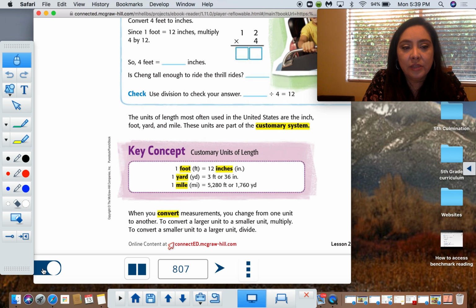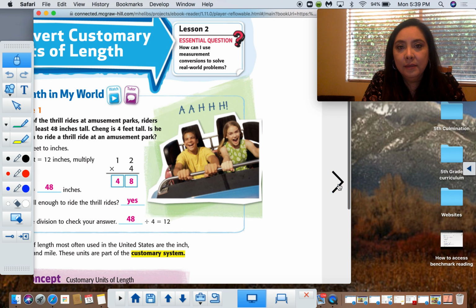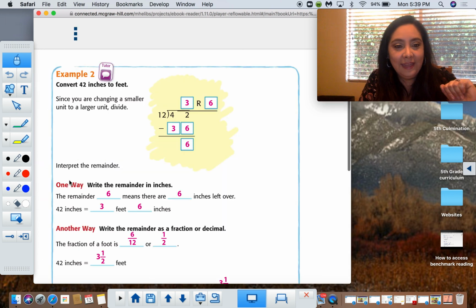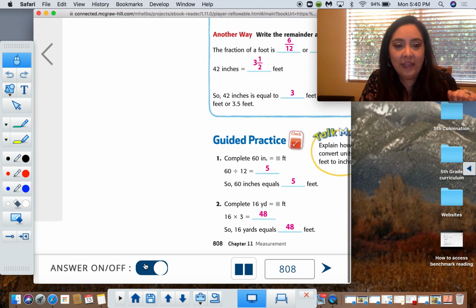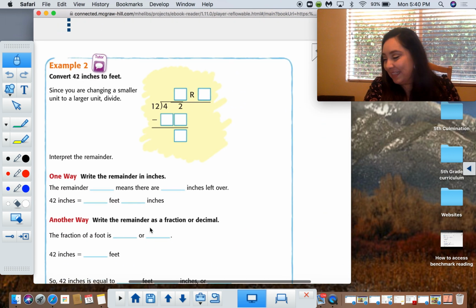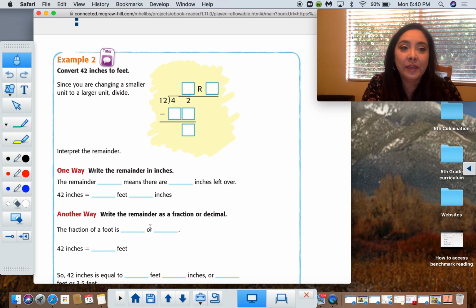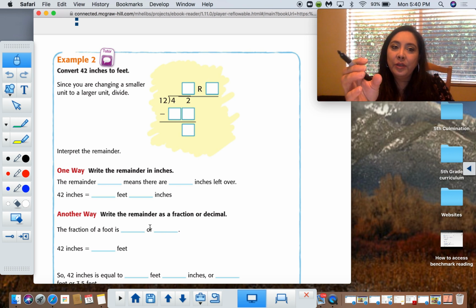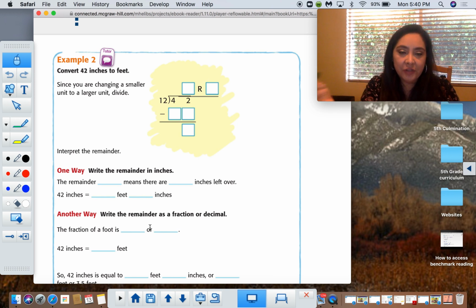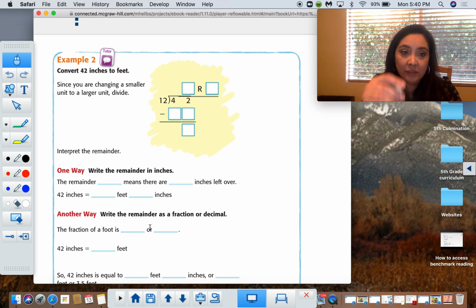So let's take the answers off and let's look at our example number 2. Oh, I left you with the answers here. I thought the answers were off. Okay. Here we go. Example number 2. Since you're changing a smaller unit to a larger unit, then you're going to divide. If you're changing a larger unit to a smaller unit, you're going to multiply.